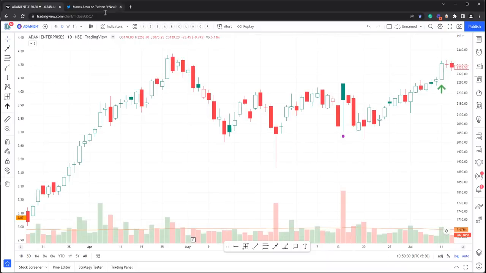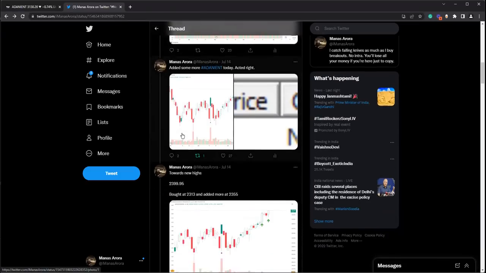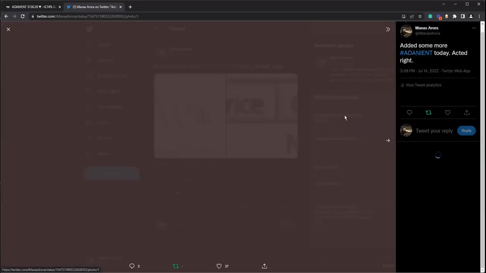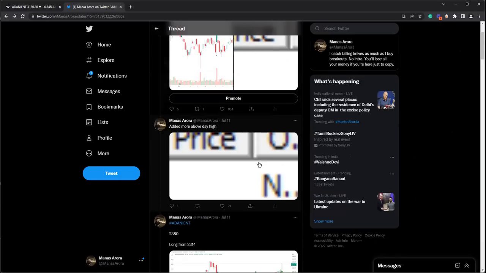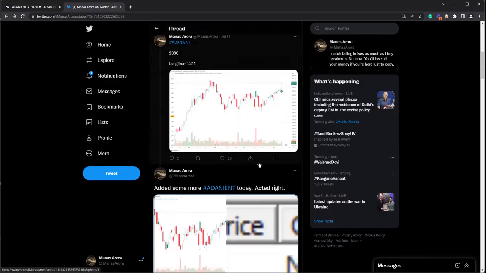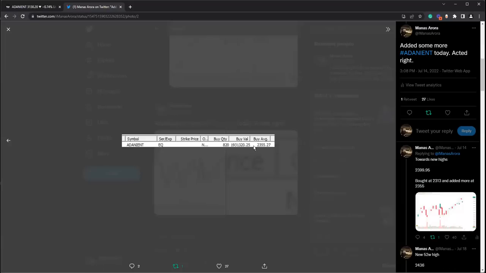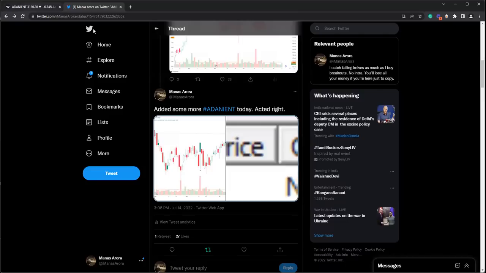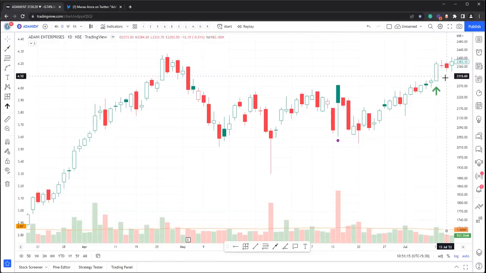And if you see on this day, 14 July, I bought some more. On this day, I bought it around this level. I added to my winning position, which was already holding very strong from the last 3 days.